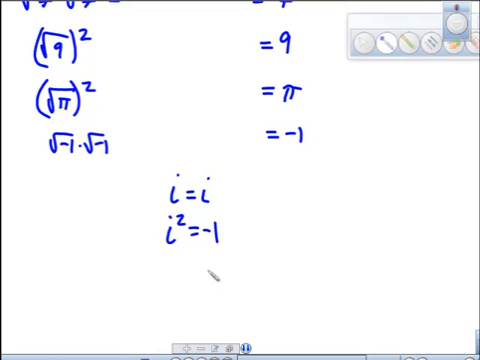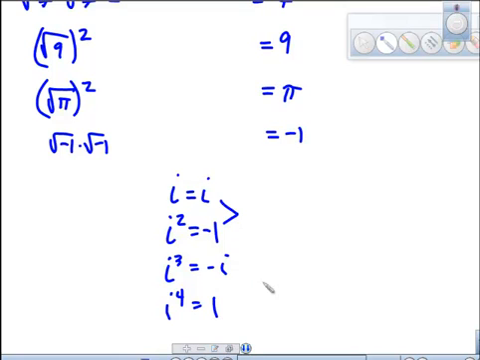Okay? And now if I was to do i to the third power, well, that would be the same as multiplying these two things, because that's i squared times i. So negative 1 times i, that would be negative i. And then if I had i to the fourth power, that would be the same as taking i squared times itself. So if I had negative 1 times negative 1, that would be positive 1.